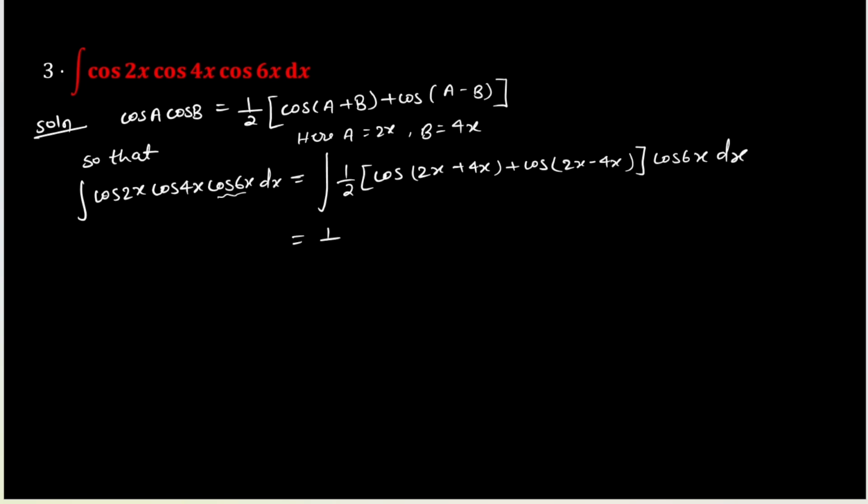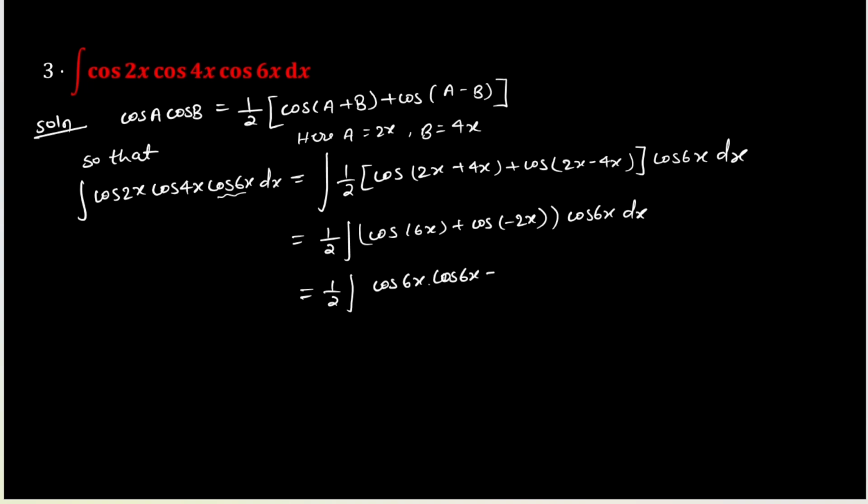Simplifying, we get cos 6x plus cos(minus 2x), and we multiply by cos 6x, so cos 6x into cos 6x plus cos 2x into cos 6x, because cos(minus theta) is equal to cos theta, dx.